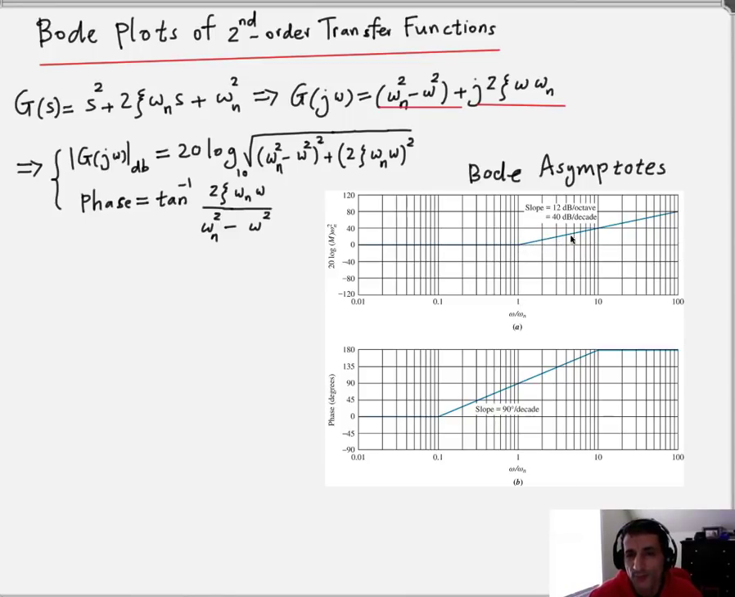So omega equal to omega n is associated with this break frequency. Then it's going to break and go up, ramping up at a slope of 40 dB per decade. It's going to be 40 dB because we actually have a factor of s squared.